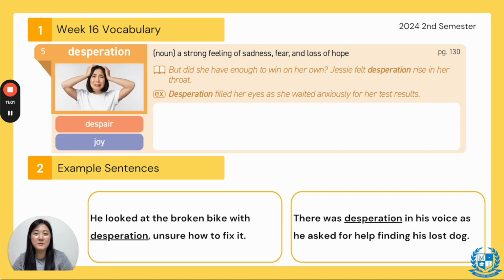Good. Now we're going to move on to our novel words. Everyone, number 5, say desperation.